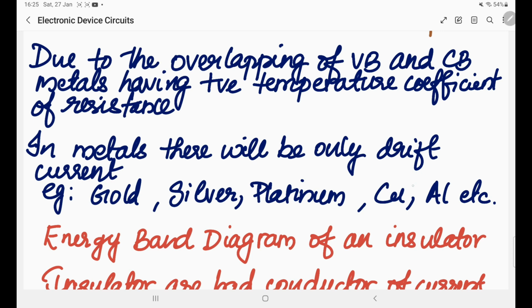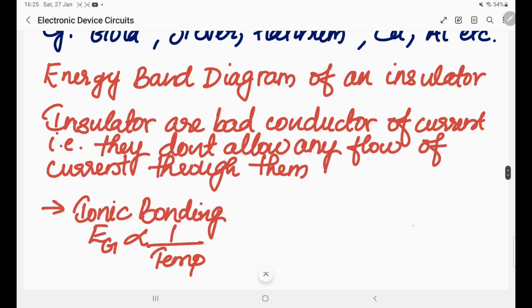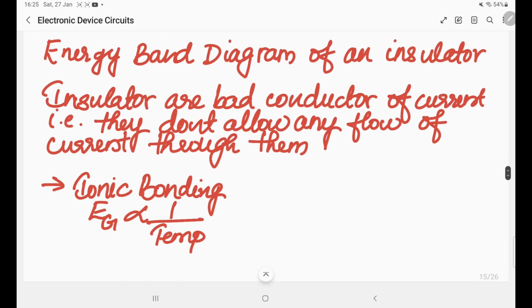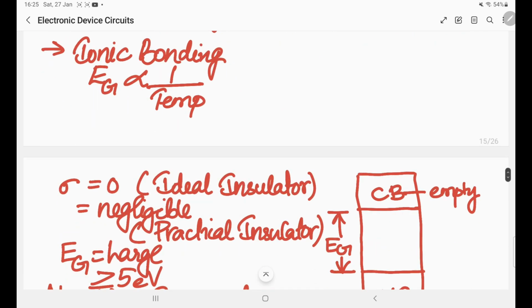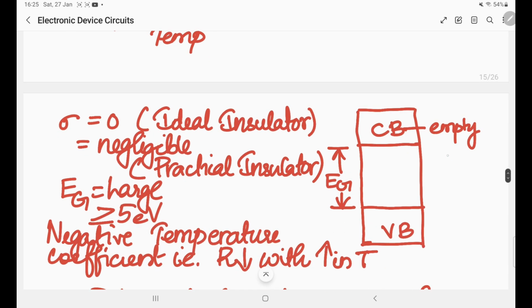Next, the energy band diagram of an insulator. As you all know, insulators are bad conductors of current. That is, they don't allow any flow of current through them. The conductivity is 0 in the case of an ideal insulator, but practically it is not 0. It is negligible in a practical insulator.